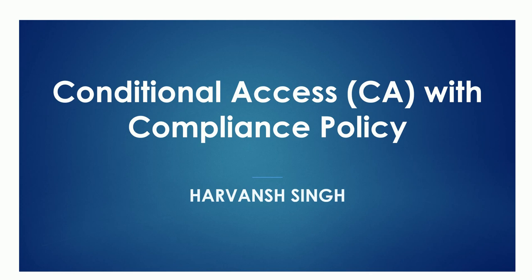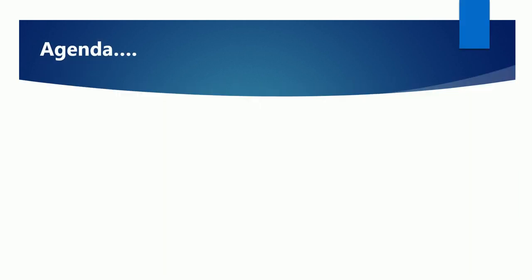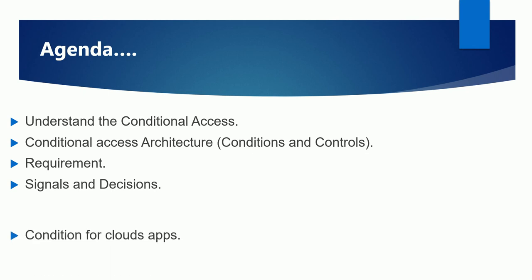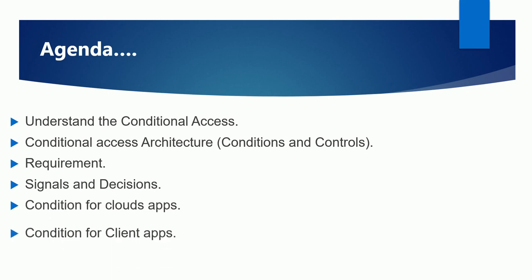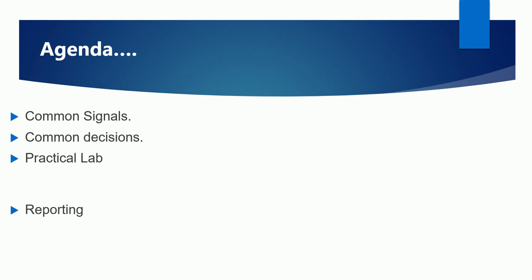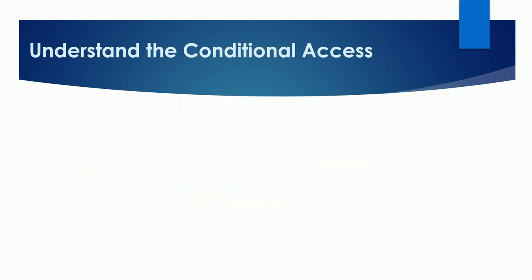So let's get started. Here is the agenda for this video. Understand the conditional access architecture, what it looks like, the requirements we need, signals and decisions, conditions for the cloud app, conditions for the client app, controls and the common signals, the common decisions, the practical labs, and finally reporting. So let's start with the first point.